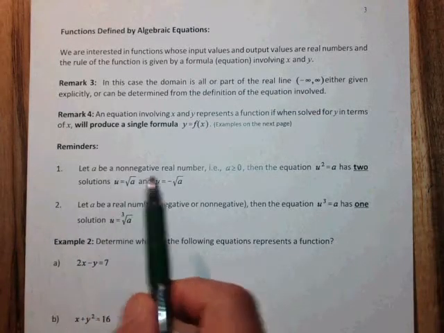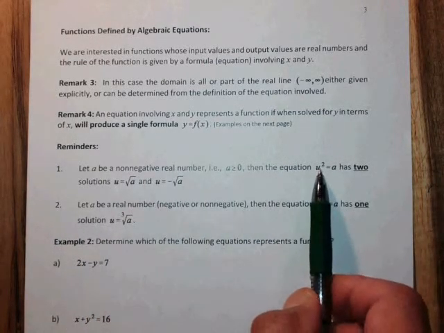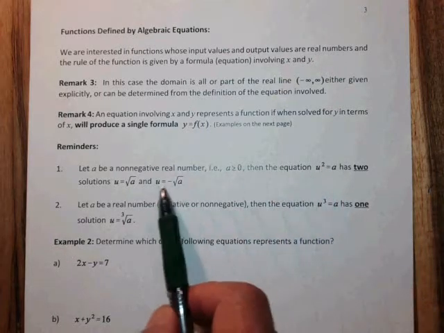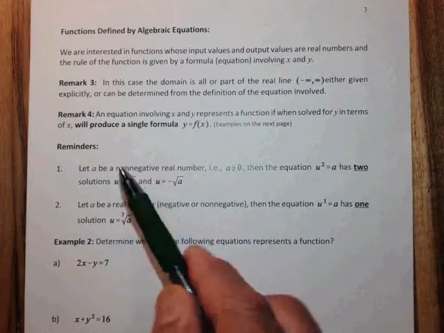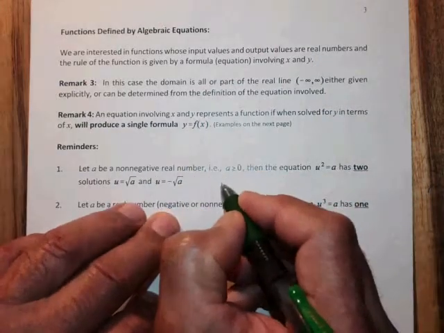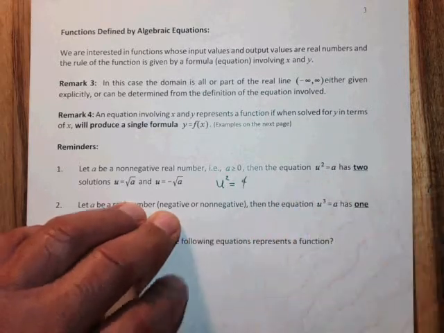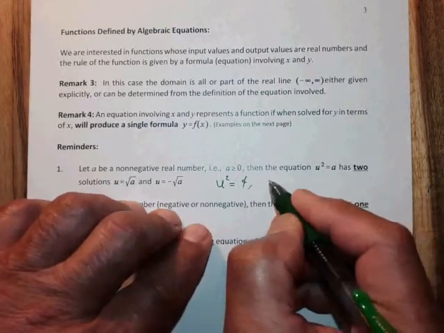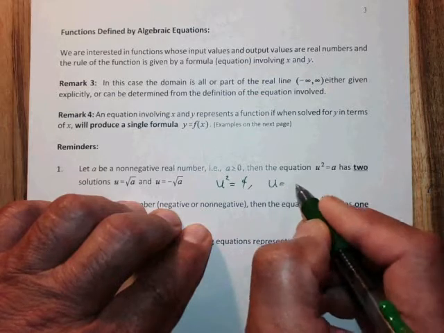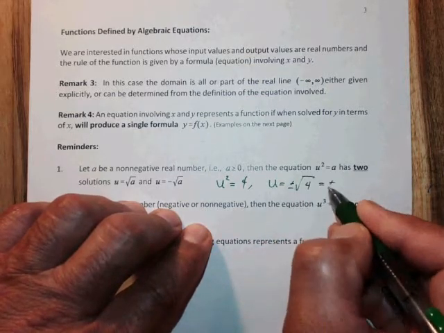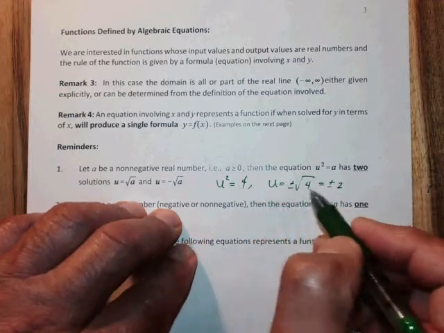So what's going to happen? Sometimes we have a square that we have to take the square root of. Every time you take the square root of something, you're going to have plus and minus. For example, if I have u squared equal to 4, then the question is, what is u? u is the square root of 4. Of course, I have to use plus or minus, so I get plus or minus 2.